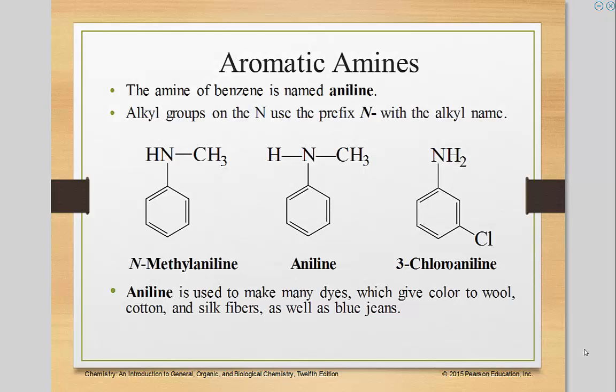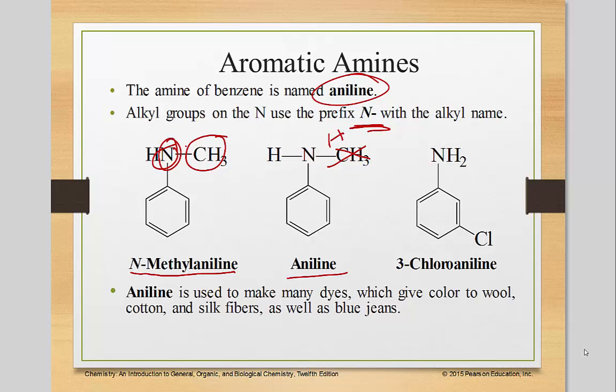The amine of a benzene is called aniline. This one is N-methylaniline, because on the nitrogen is a methyl group. This one here is wrong. Please note that in your notes. There should be an H here for the aniline. But N stands for nitrogen, and that means something's coming off of the nitrogen.